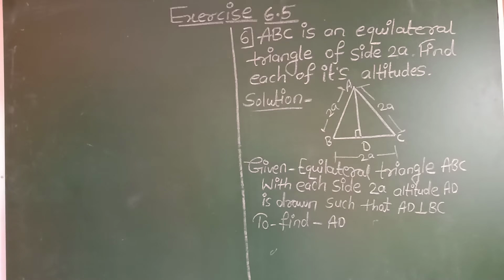Solution. Already I have drawn the figure. Given triangle is equilateral with each side 2a. Altitude AD is drawn such that AD is perpendicular to BC. This is given. To find AD, we need to find out AD here.